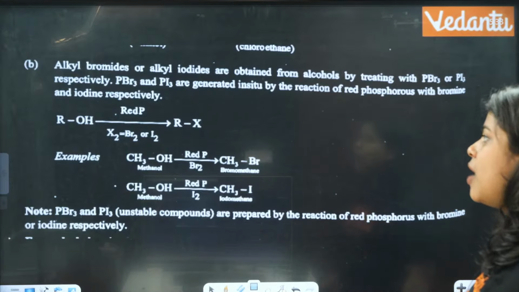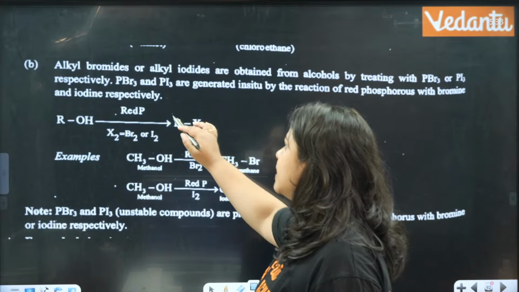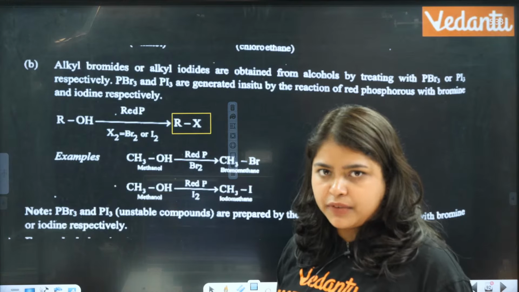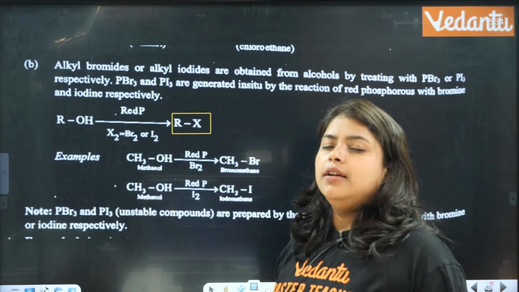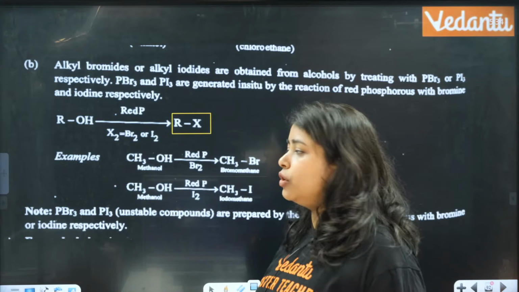Okay, now ROH, that is in the presence of red phosphorus, what are we going to get? RX. I told you, in the place of X, put Br. Until now we were using Cl in the place of X, that is, in the place of the halogen functional group. So now, in the place of X, what are you going to put? You are going to get Br.